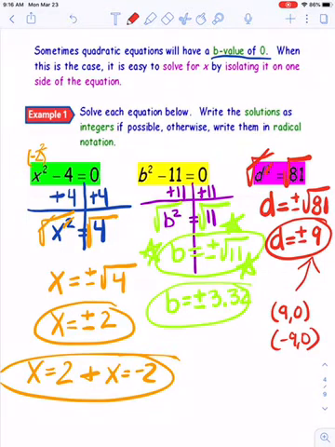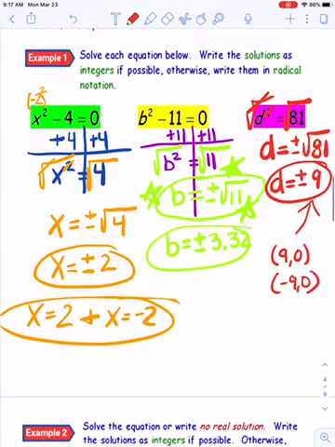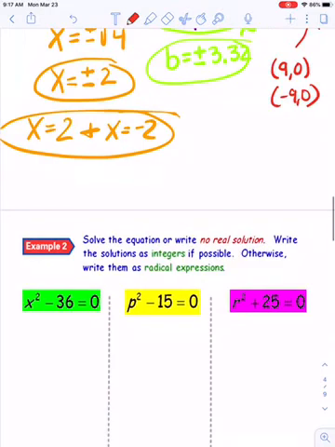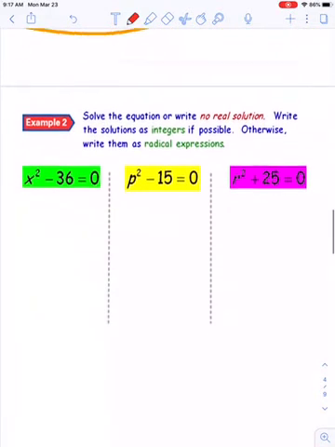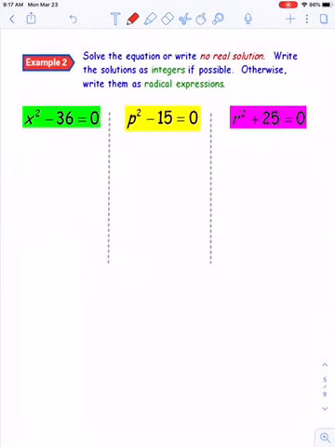So there were some review problems. Let's just do a few more because there are some interesting things that happen. Again, we know we can solve these quadratics using square roots because there is no b-value. If there's a b-value, we're going to talk about different ways to solve. We can't use square roots. But here, I noticed for all of these, there's no b-value.